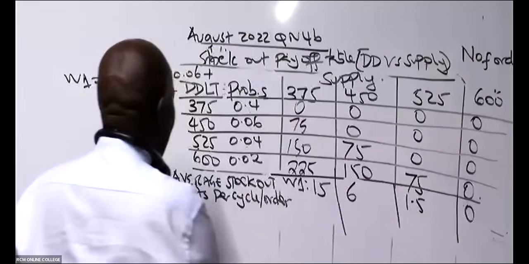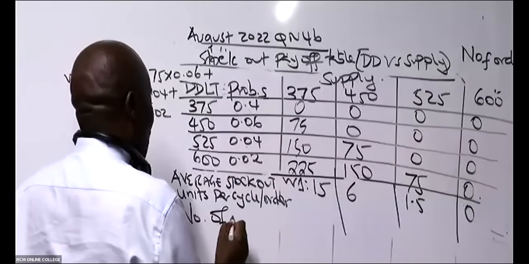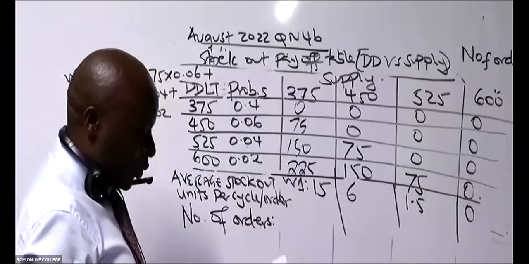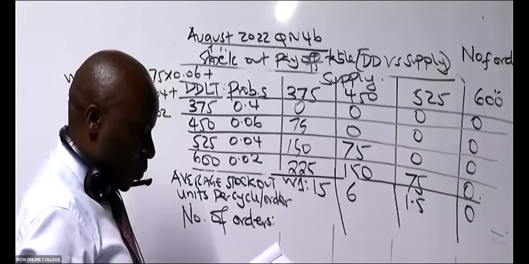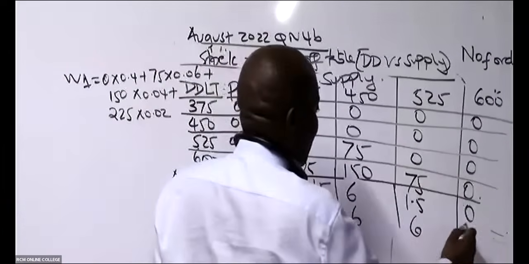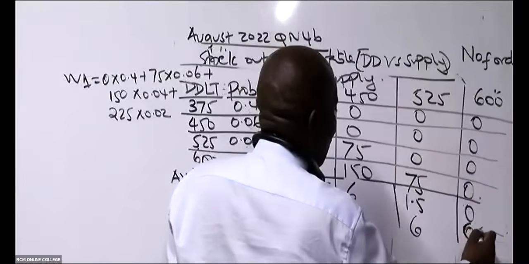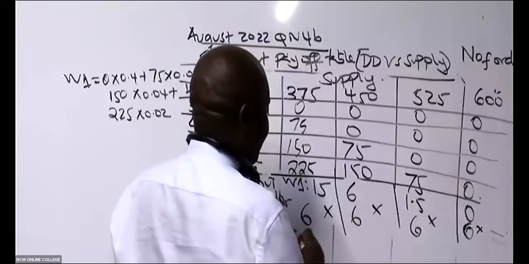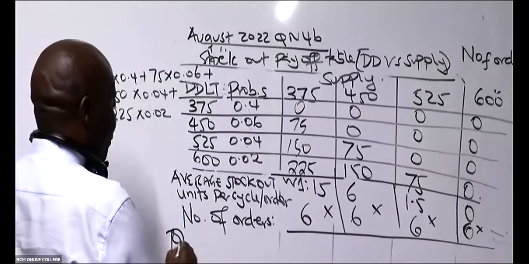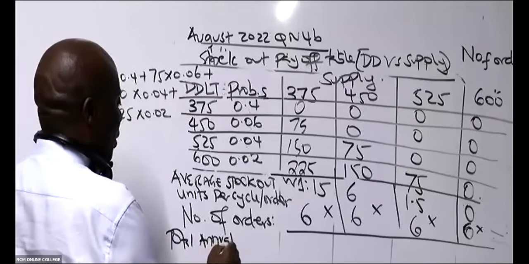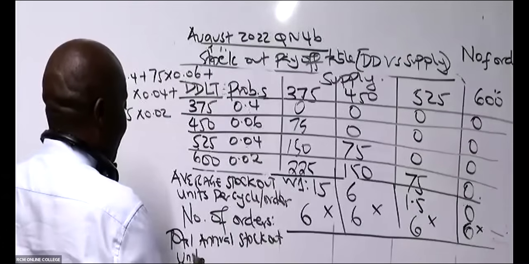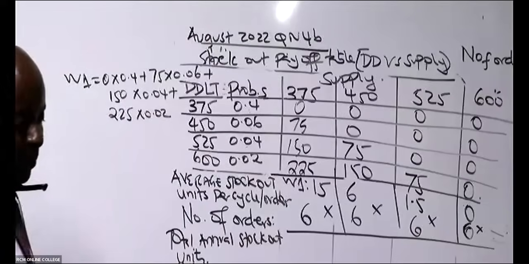Yeah, so in this case, this examiner was very easy. The number of orders they've given us in the question: in note number 2, we have 6 orders. So you write here 6, 6, 6, 6. And then you go ahead and multiply, so that you're able to give us the total annual stock out units. They're still units.